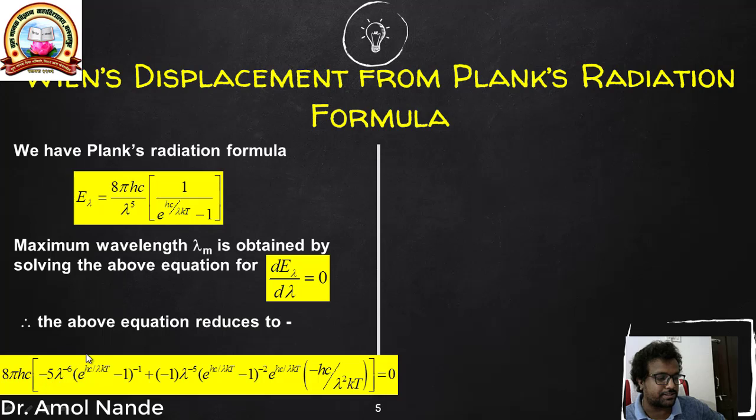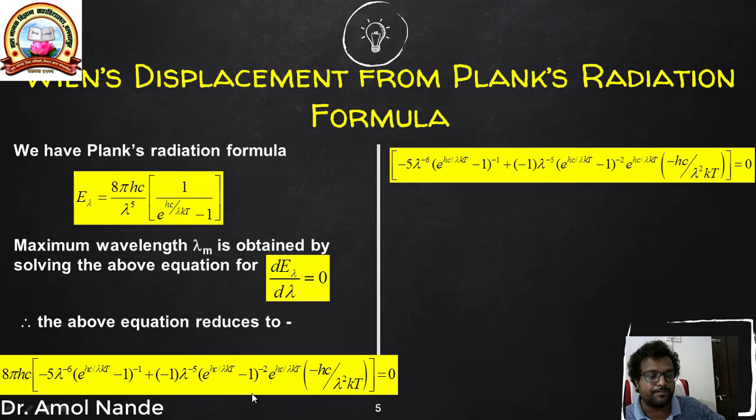We first kept the second term constant and differentiated the first term, and then we keep the lambda to the power minus 5 as a constant and differentiate the second term. So when we bring this 8 pi to the right hand side, it is 0, so we are left with minus 5 lambda to the power minus 6 into 1 upon (e to the power sc by lambda kt minus 1), plus minus 1 of lambda to the power minus 5, and the bracket term raised to power minus 2, e to the power sc by lambda kt, and minus sc by lambda square kt.